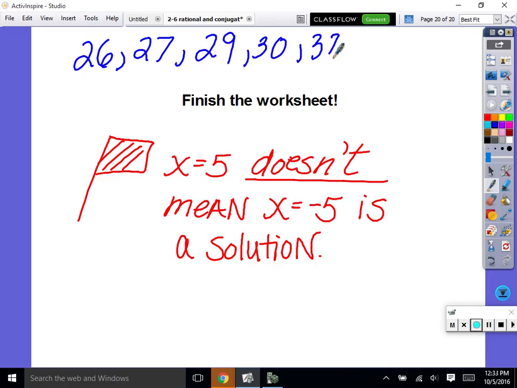Now, I want you to look at 32 and 33 right now. You have x is equal to 4 and x is equal to 6. Are their conjugates going to be roots? No. Okay, good. Making sure. You're going to do 32, 33.